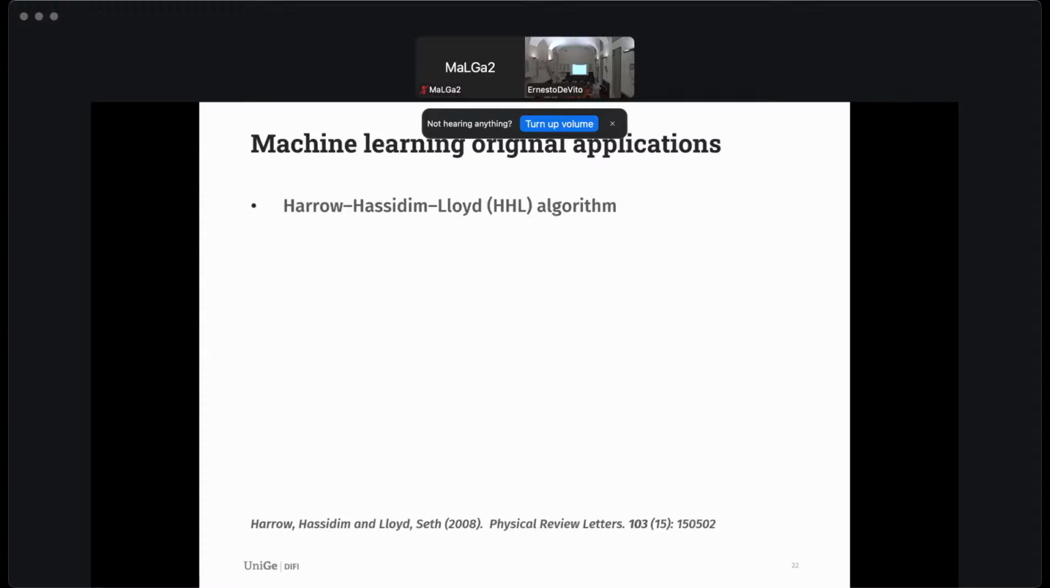And just to be more explicit, I don't think that Seth Lloyd is in the audience, but this is not a critique. It is a very nice paper, a very good paper. I want to show you three papers that I believe are very good, but they suffer from this kind of approach.